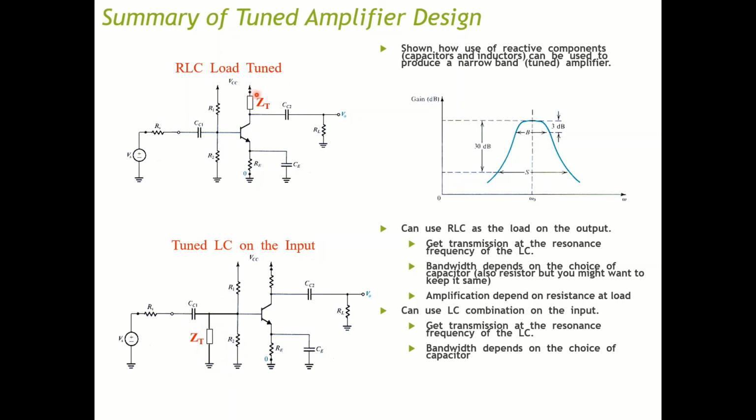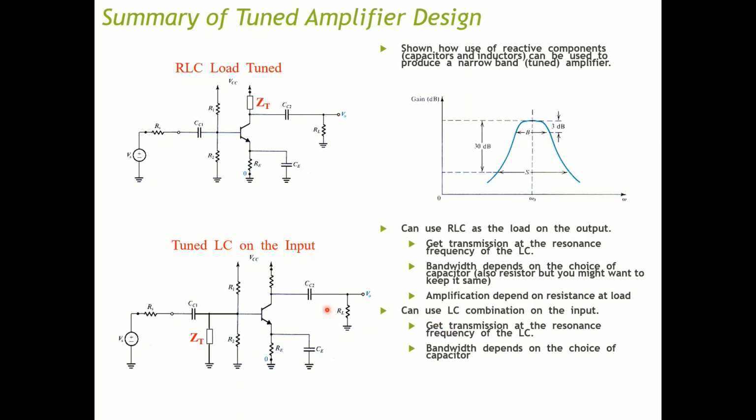When you put the RLC circuit at the load output, you can allow transmission at resonance, and you can also tune your resonant frequency by changing L. Your bandwidth depends on your choice of capacitor, but also the choice of your resistor. However, I think that the resistance can be kept the same. Amplification depends on the resistance at the load or the resistance that composes this ZT.